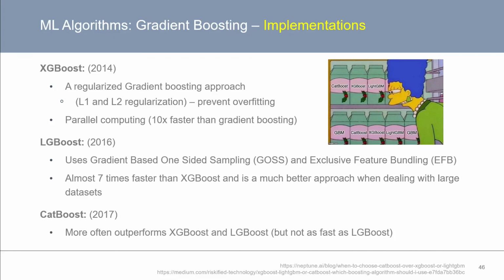And the last implementation we'll mention is CatBoost, introduced in 2017. This variant adds the capability to better handle categorical variables, and has been described as being a better overall performer in comparison to XGBoost and LGBoost. However, it's not as fast as LGBoost.